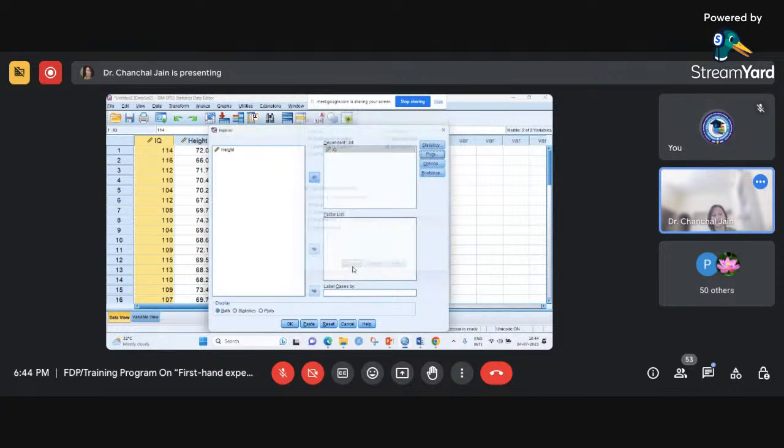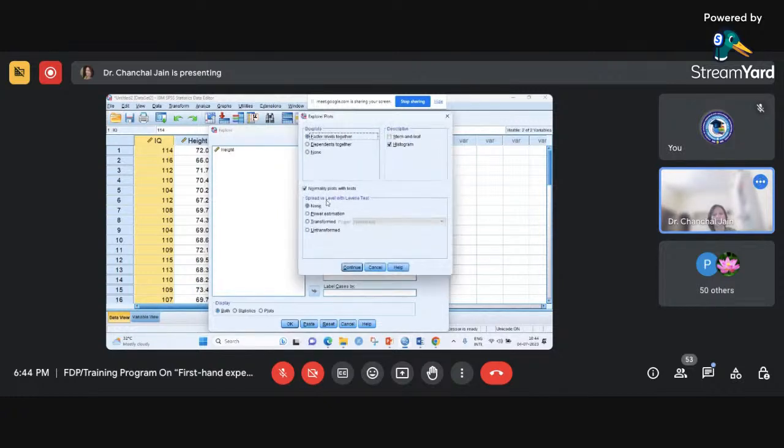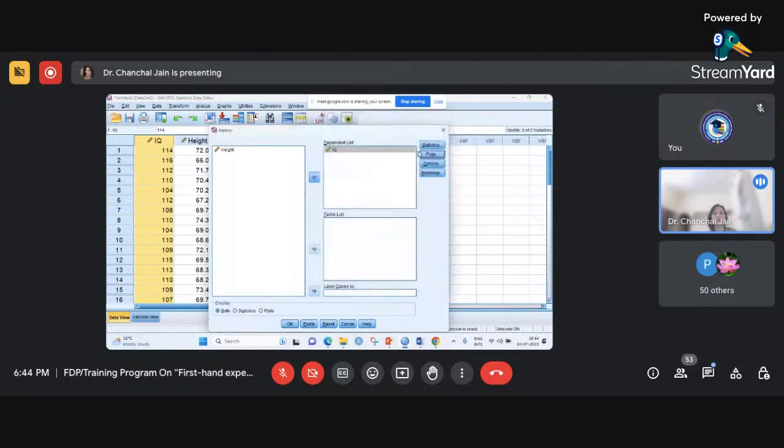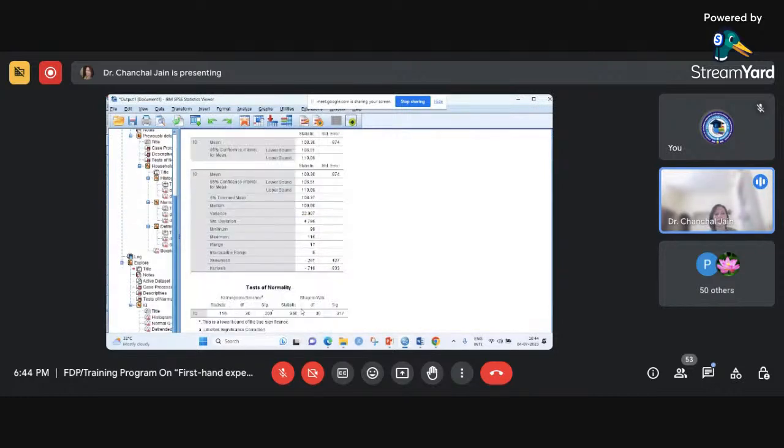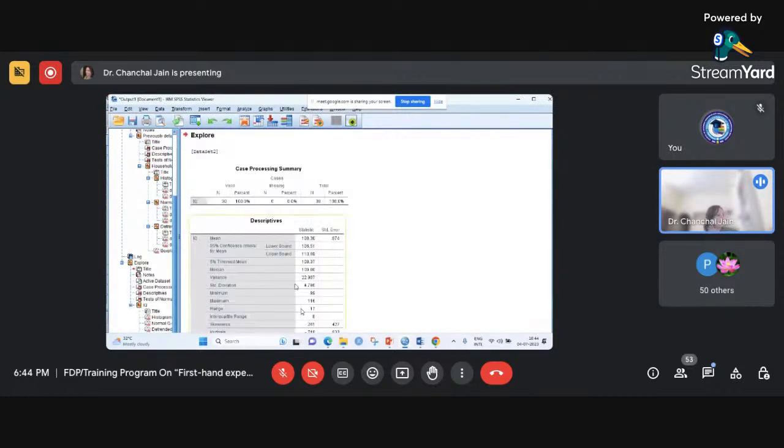Yes, ma'am. So this is all you need to do here, and then you can press OK to generate your outputs. So once I am pressing OK, I am getting the various tables in the output window. It is showing me a total of 30 observations for IQ. There is no missing value, so total observations are 30.